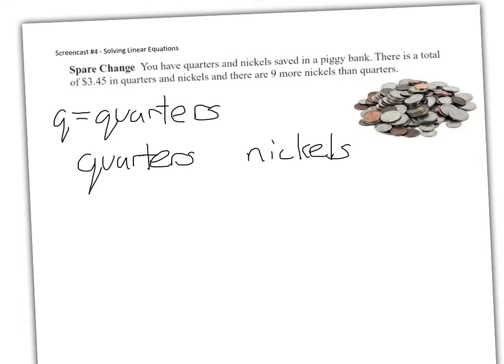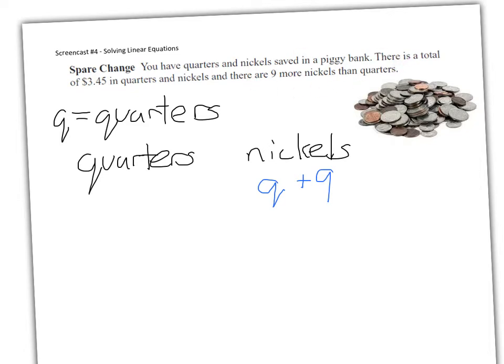So let's do it. You have 9 more nickels than quarters. That's a very helpful hint. Notice that we don't know how many specific quarters we have. We just know we have 9 more nickels than quarters. Well, if Q represents the number of quarters we have, then Q plus 9 would represent the number of nickels we have. In other words, the number of quarters plus 9 would represent 9 more nickels than quarters.